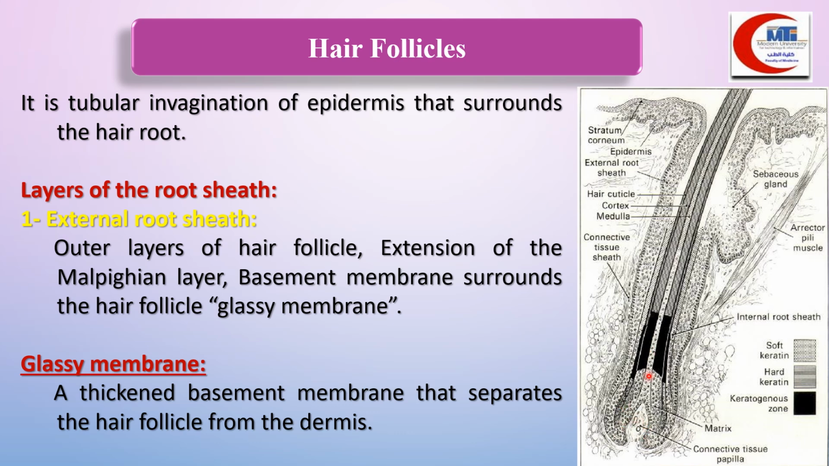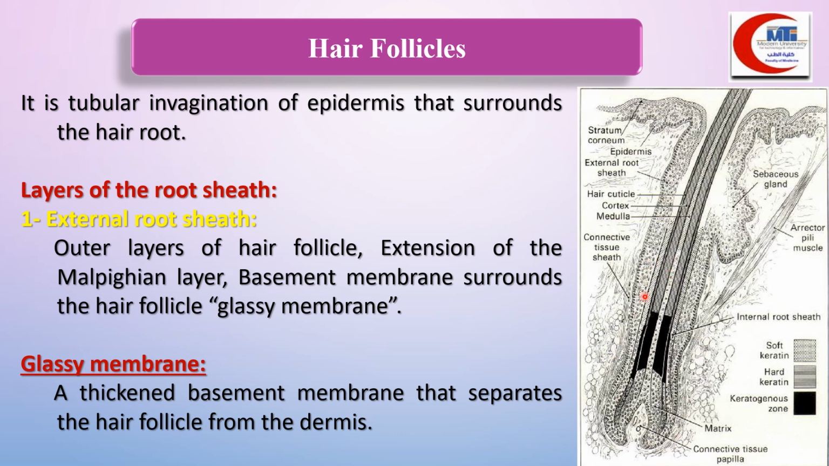Let's now learn the structure of the hair follicle. The hair follicle is formed of the external or outer root sheath, this part, and the internal or inner root sheath, this part. Both layers, the internal and the external, are surrounded by connective tissue sheaths or dermal sheaths derived from the dermis, forming an outer covering to the hair follicle by condensation of the surrounding connective tissue. This part is the connective tissue sheath.